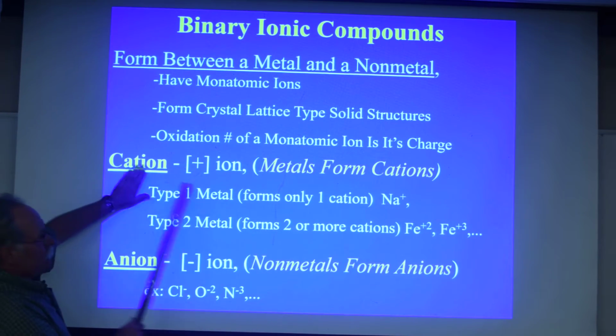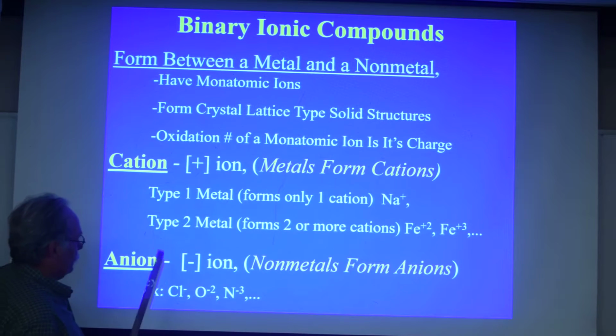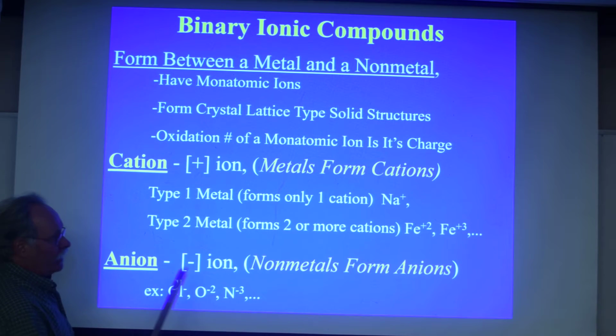Now, metals lose electrons, so they form cations. You're required to understand what the term cation is. Non-metals gain electrons, so they form anions. So a cation is a positively charged ion, and an anion is a negatively charged ion.